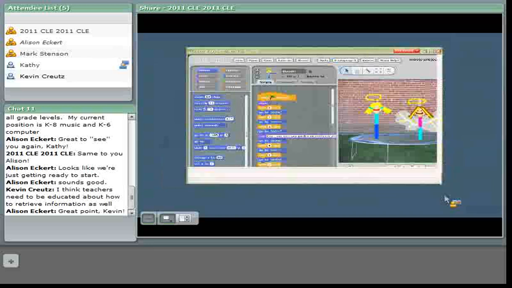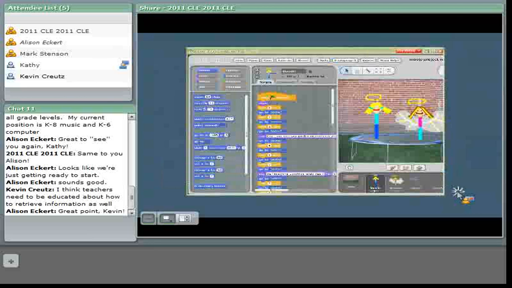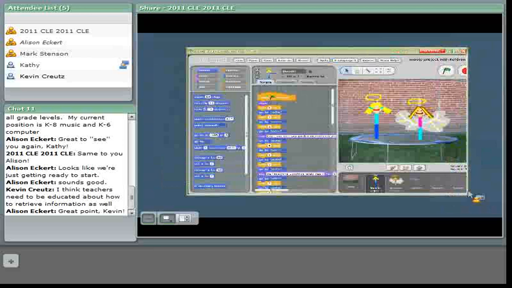What you're seeing here is a Scratch project, and I like to use this with my students. It's an easy computer programming language that kids understand. If you haven't heard of it, you can go to the MIT website. I don't know the exact website, but you can go there and download this. It's free. My kids love it. The younger ones really want to learn how to do it.